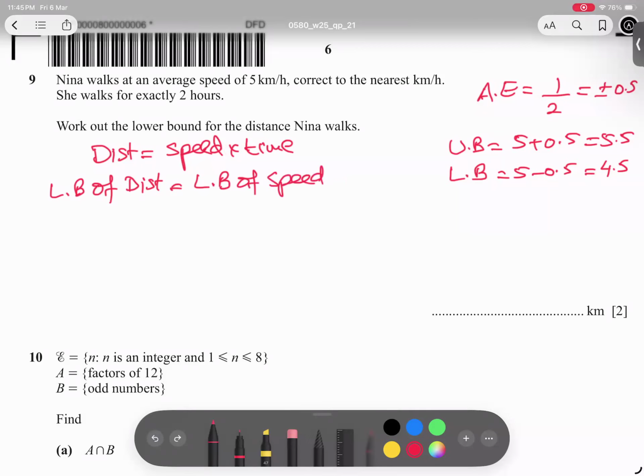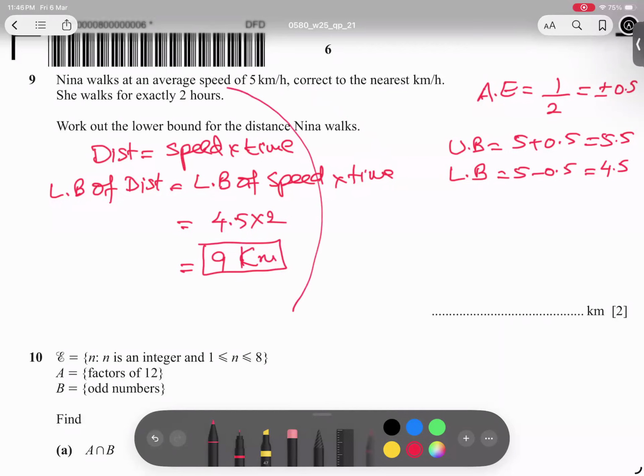Time is not a problem because he did not explain about time. So we can take the same time here. The lower bound of speed is what we have, 4.5, into 2, and the time is 2 hours. So we got 4.5 times 2, which is 9 kilometers. So I hope the concept is very, very clear.